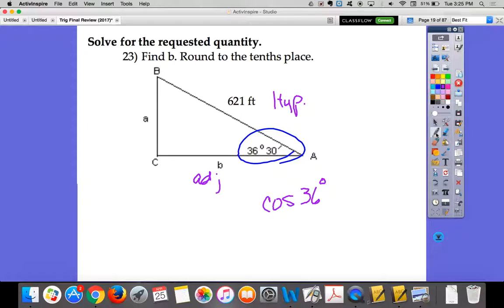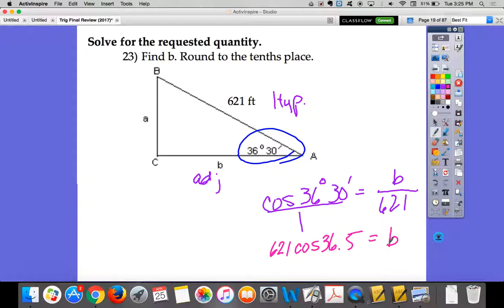Keep in mind, well, isn't that half? You could do 36.5. Just, you know, if you want to expedite the situation. Adjacent is B. Hypotenuse is 621. Remember, we're going to throw that over a 1. Cross multiply it. We get 621 cosine of 36.5. I'm just going to make it easy because 30 over 60 is 0.5. Okay, and it's just a matter of typing this in. 621 cosine 36.5. That's going to give me 499. What am I supposed to do to the 10th place? 10th place is going to be 0.2. I've got to round up.